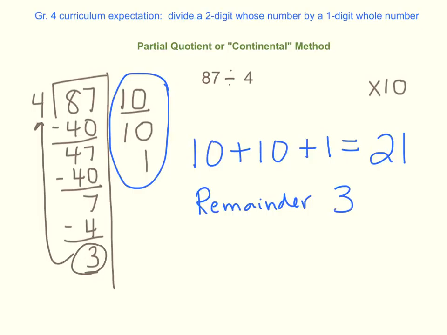So the Continental method, or the partial quotient method, helps me see that 87 divided by 4 is 21, remainder 3. And what this means is that I can pull 21 groups of 4 from 87 and have 3 left over.